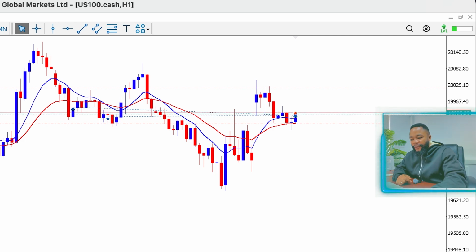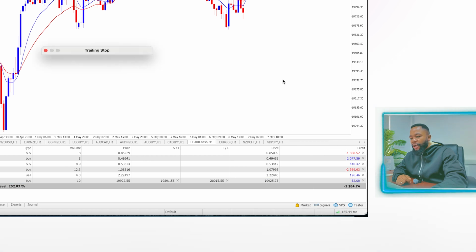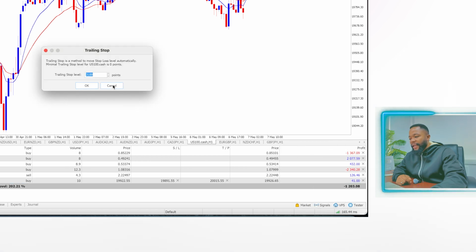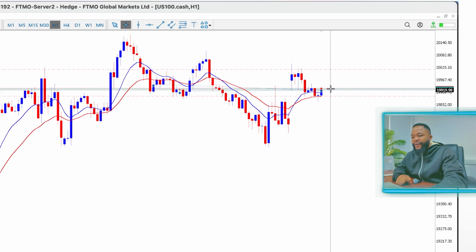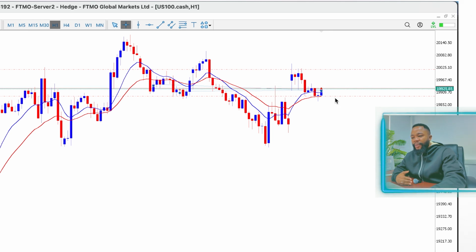You can always click to confirm. If you go under trailing stop, you can always confirm. If you go under custom, you see we have it right there. Meaning as soon as the market moves in our favor by just 3,100 points, the stop loss is going to move automatically, and it's going to be standing at break even.